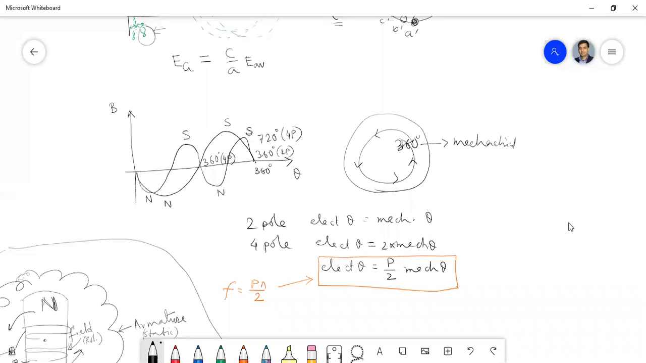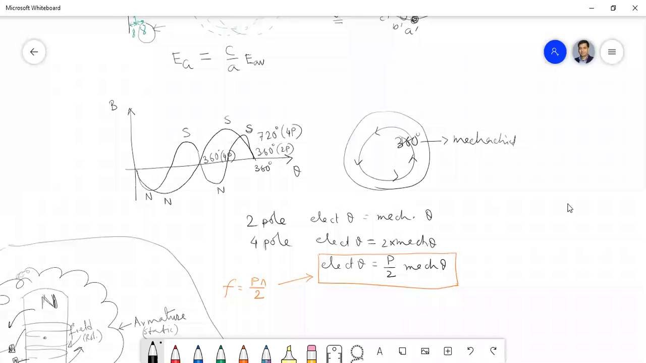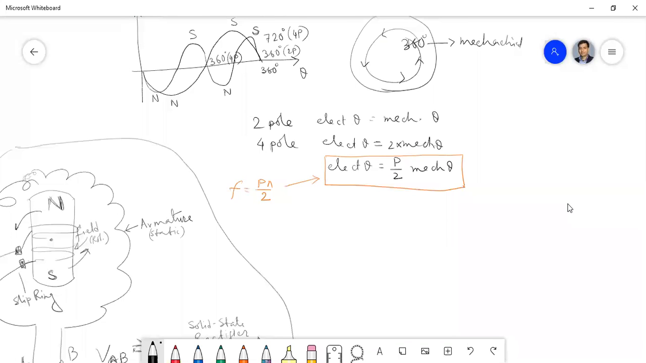If we revolve once, we complete 360 degrees mechanically and also electrically if the number of poles is 2. But if the number of poles is 4, then in a complete revolution, we complete 720 electrical degrees. Is that clear?